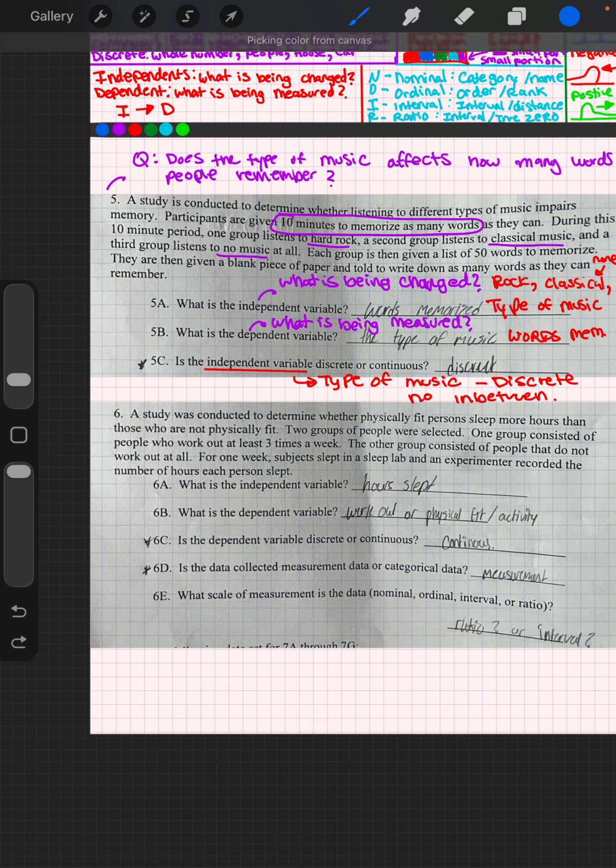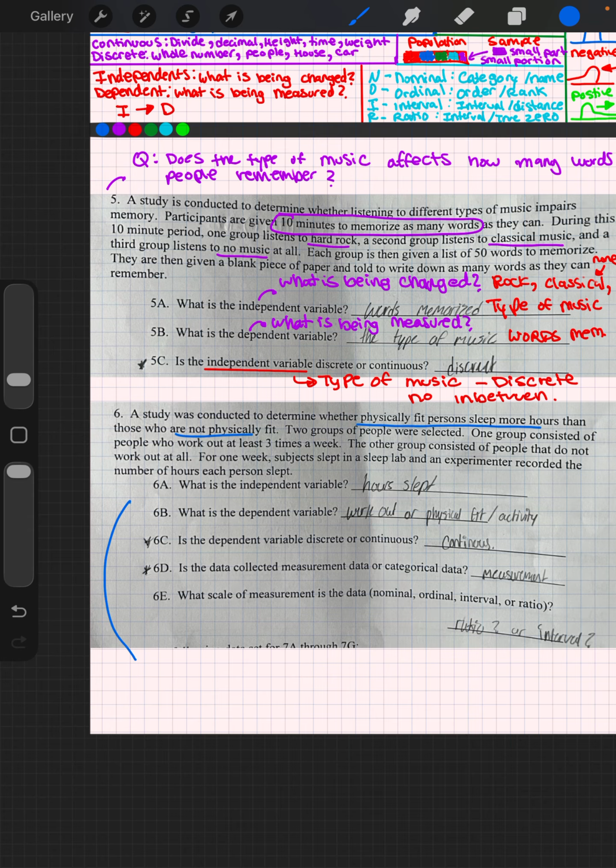Let's do blue. They want to see if fit people sleep more hours than not fit. So this question is going to be: do fit people sleep more hours than unfit people?